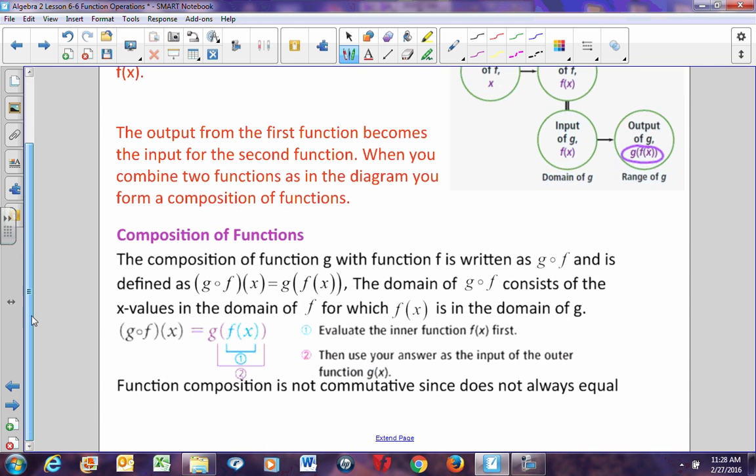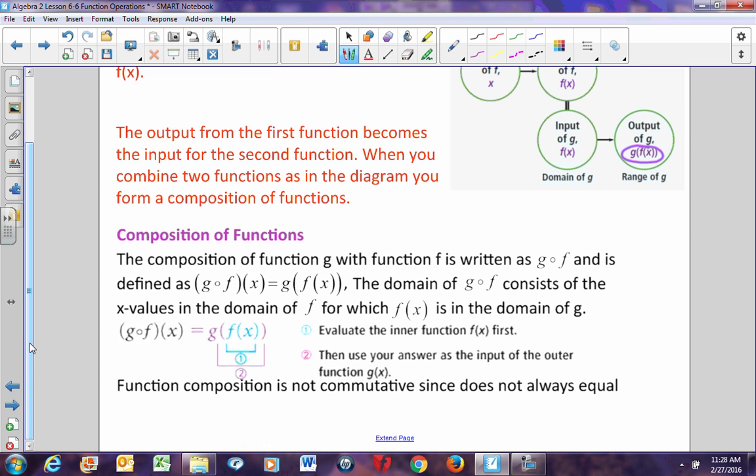Okay? The composition of functions says the composition of function g with function f is written g dot f. And notice the dot is empty and is defined as g, and it basically means g of f of x. The domain of g of f consists of the x values in the domain of f, for which f of x is the domain of g of x. To solve a composition of functions, you evaluate the inner function f of x first, and then you apply that answer as the input to the outer function.